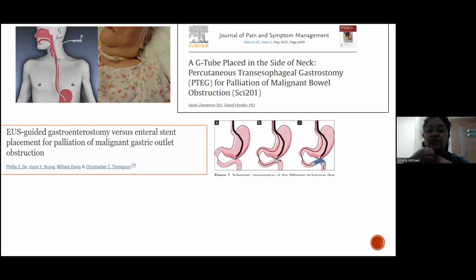There is also the option where we used to do a gastrojejunostomy surgically. Nowadays, there is the endoscopic ultrasound-guided gastroenterostomy. They are doing a similar procedure, which you can see is a stent placed between the stomach and the small intestine, distal to the obstruction.